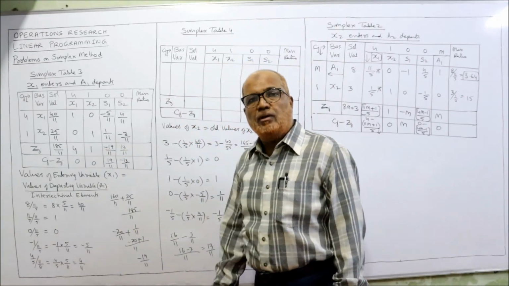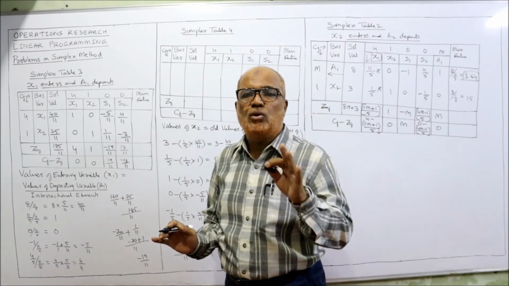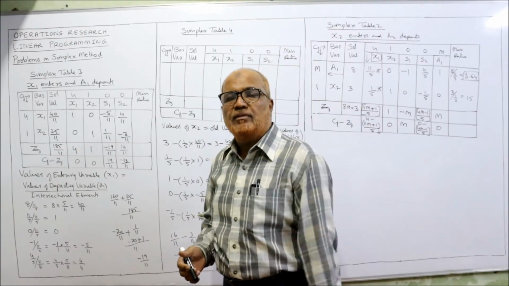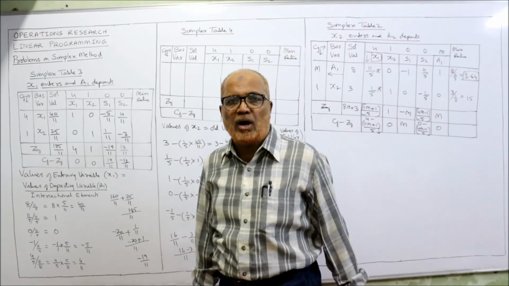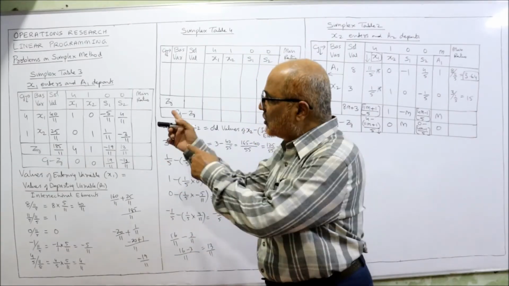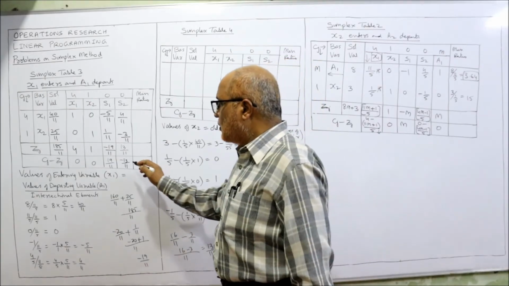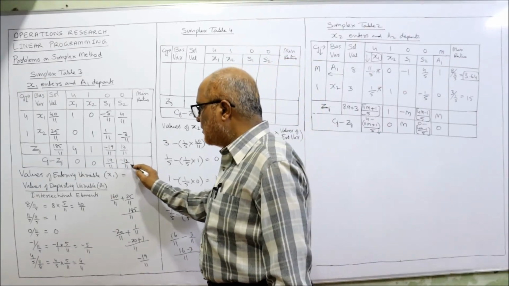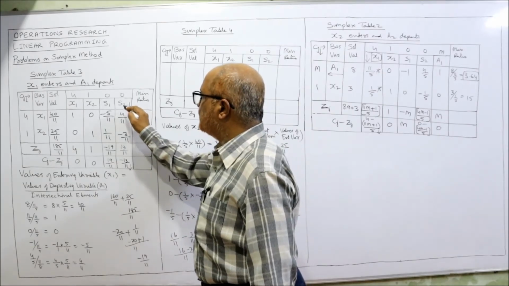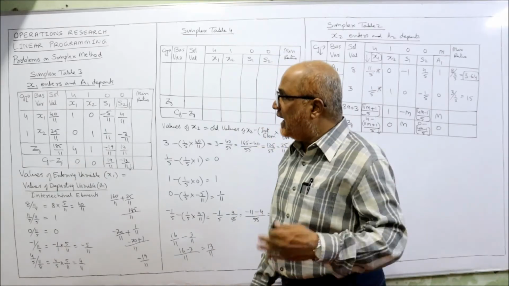Now one more table we require, because all the values should be 0 and positive, no negative should be there. If there is a negative, then one more iteration we require. So here minus 13 by 11. So this is not the optimum solution. One more calculation we have to make. So here only one item is negative. So this will be the entering variable in the next iteration. Next iteration S2 will enter.